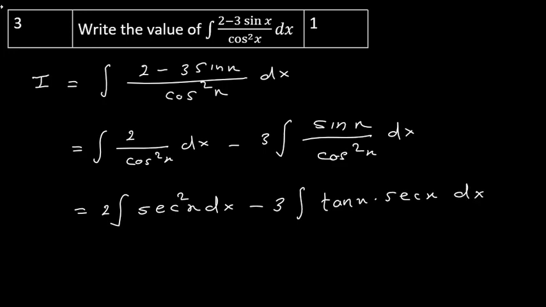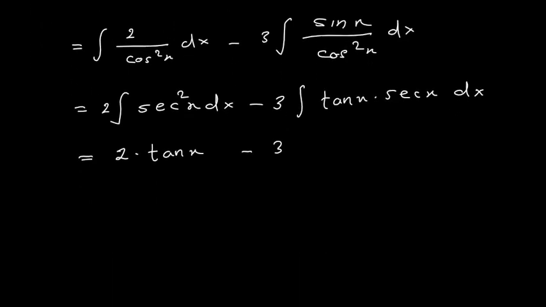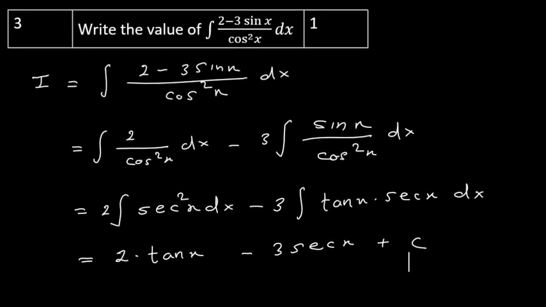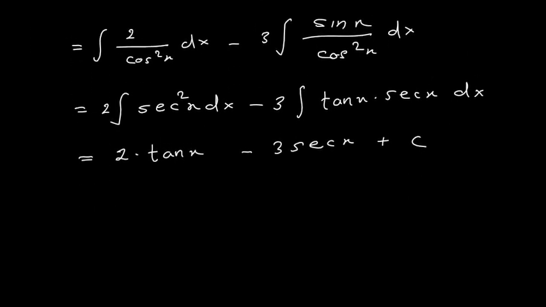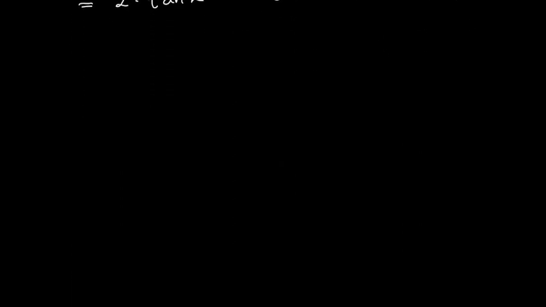So integration of sec square x is what? Integration of sec square x is tan x, minus 3 integration of sec x into tan x. Derivative of sec x is sec x tan x, so it is 3 into sec x plus c. So 2 tan x minus 3 sec x plus c. This is the answer for this particular question. Okay, let us move to the next question.